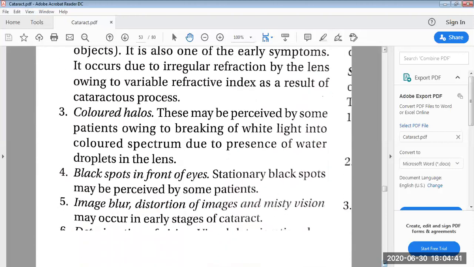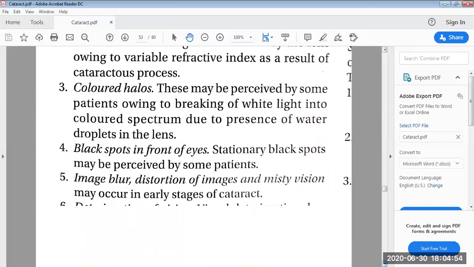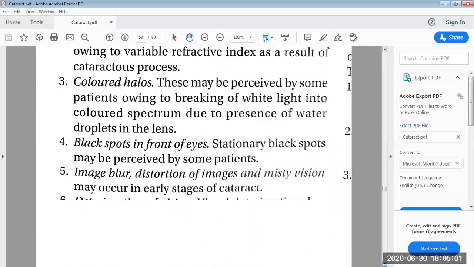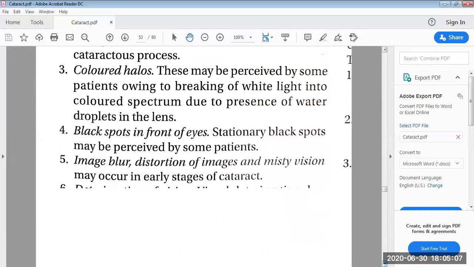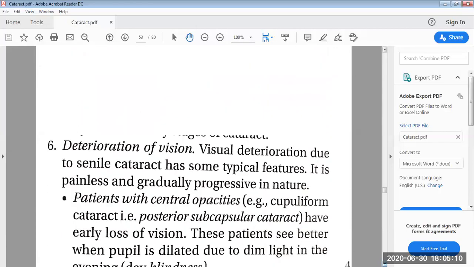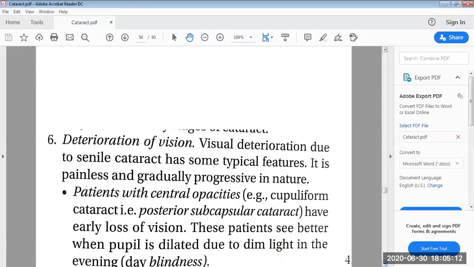The next symptom is colored halos. These may be perceived by some patients owing to breaking of white light into colored spectrum due to the presence of water droplets in the lens. Then the next symptom is black spots in front of eyes. Stationary black spots may be perceived by some patients. Then next is image blur or distortion of images and misvision may occur in early stages of cataract. Then next is the distortion of vision.